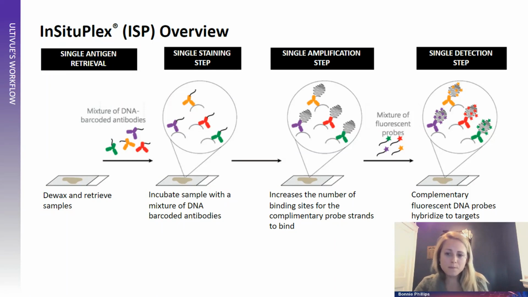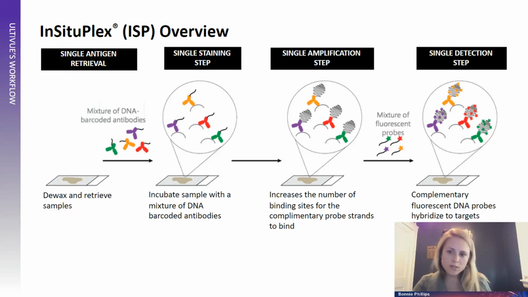So once all of the barcodes have been amplified, we then move on to the single detection step. And here, what occurs is the addition of fluorescent probes to the primary antibodies and their elongated DNA barcodes. All that's occurring here is the set of fluorescent probes hybridizes right to the appropriate DNA barcode attached to the appropriate primary antibody. So this assay can easily be done in a single workday for a 4-plex.